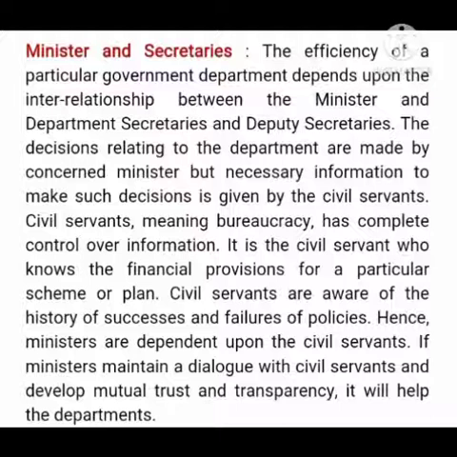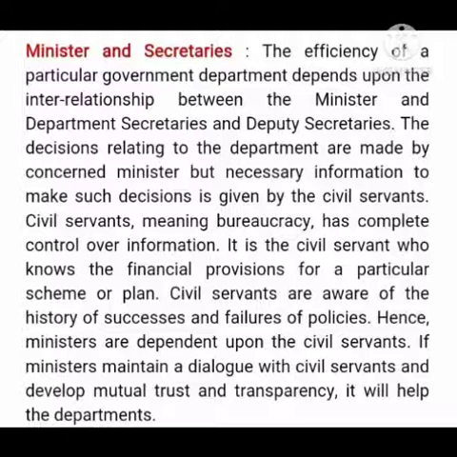Ministers and secretaries. Students, as we studied before, secretaries are appointed from civil service who give expert advice to the ministers in each department. Civil servants are aware of the history of success and failures of policies. Therefore, the efficiency of a particular government department depends upon the interrelation between the minister and the secretary.